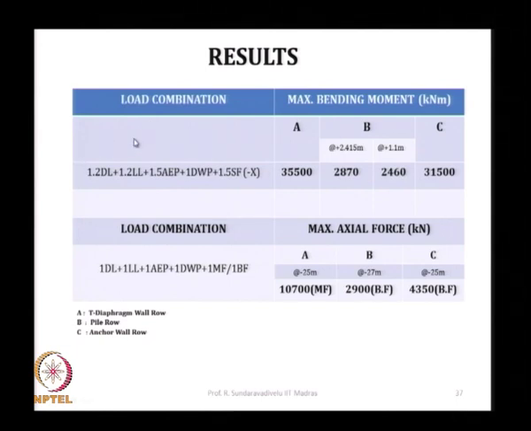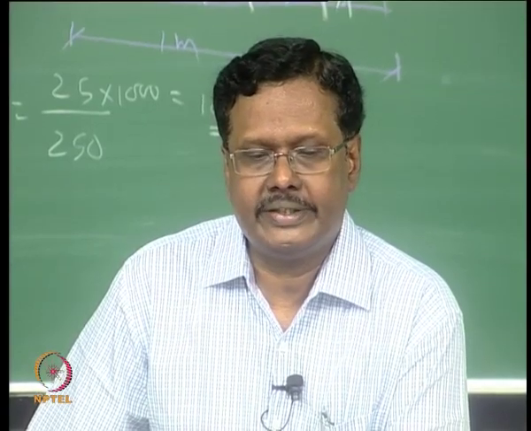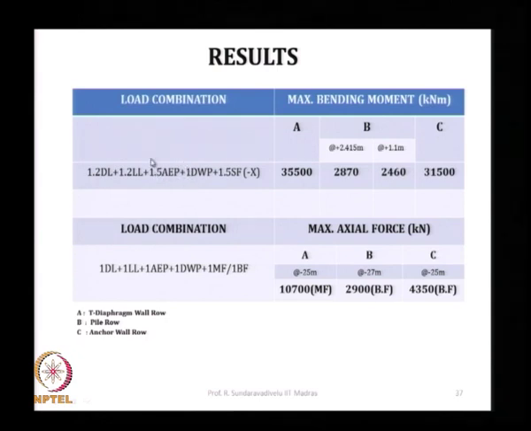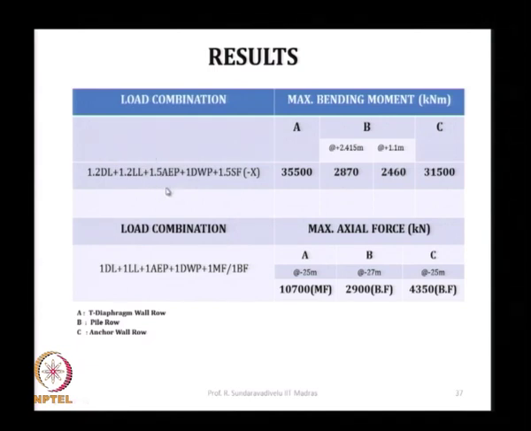Then when you do the analysis, you have to do the analysis for different load combinations. 1.2 times dead load, 1.2 times live load, 1.5 times active earth pressure. Generally IS 4651 code says only 1 times active earth pressure, whereas Visakhapatnam port in the tender document said, because another structure has failed due to active earth pressure, you increase the load factor to 1.5. 1 time the differential water pressure, 1.5 times the seismic force in the x direction.